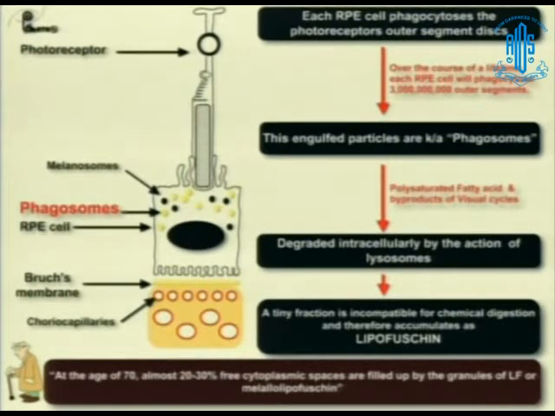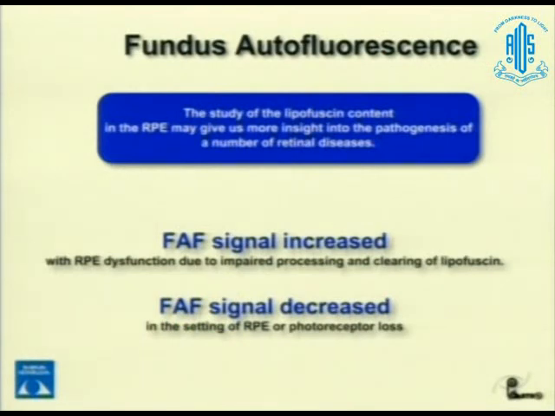As all of us know, lipofuscin is the classical wear and tear pigment, which at the age of 70 or in disease processes fills the entire RPE cells. So this signal is very important. The study of the lipofuscin content of the RPE cell can give some insight into the pathogenesis or the progression of some diseases. The fundus autofluorescence signal is increased if there is RPE dysfunction. It is decreased if there is RPE loss or photoreceptor loss.